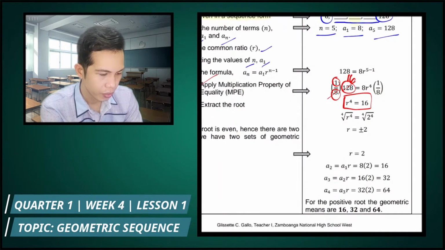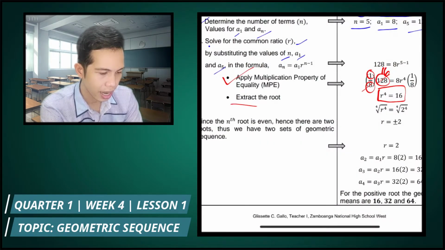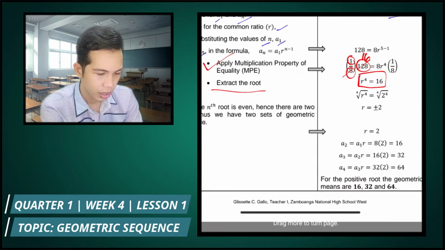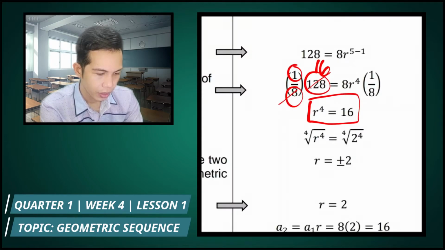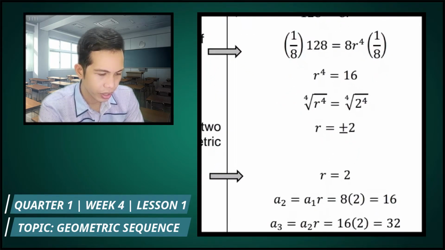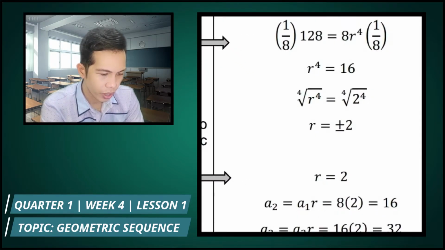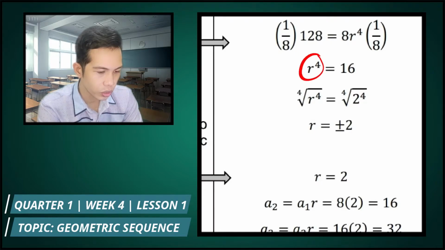Next, we have here extract the root. Now, since we have here raised to the power of 4, in order to solve for the value of r, we are going to take the fourth root of each side.